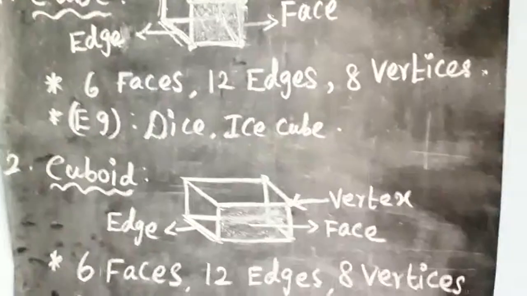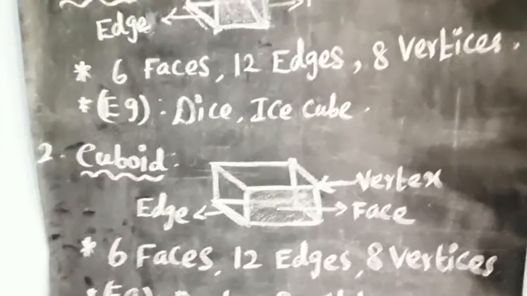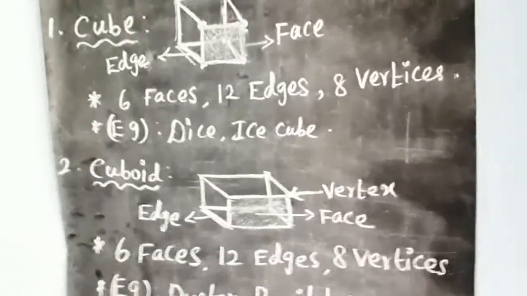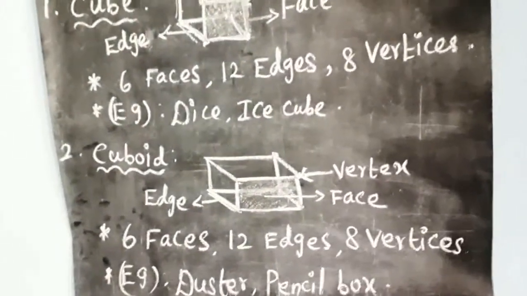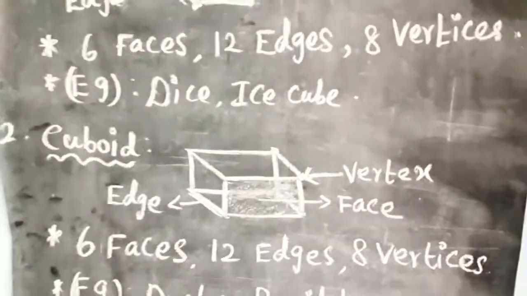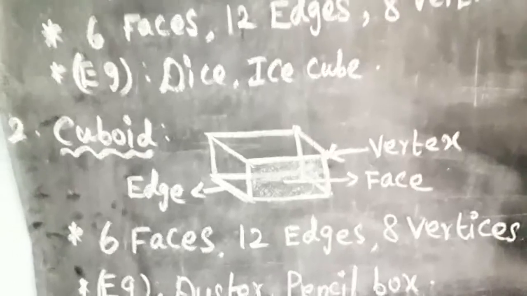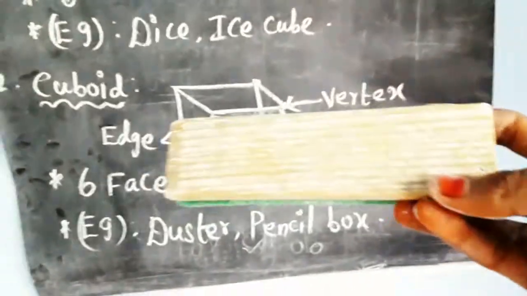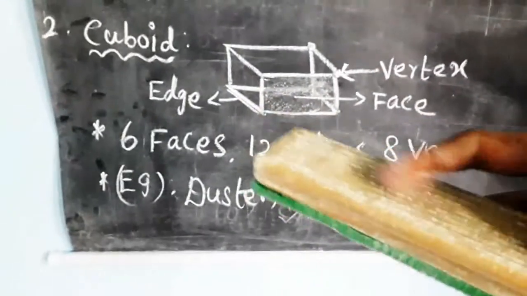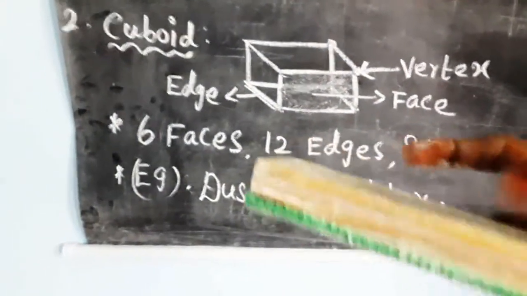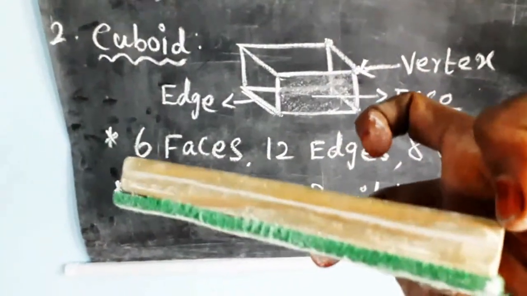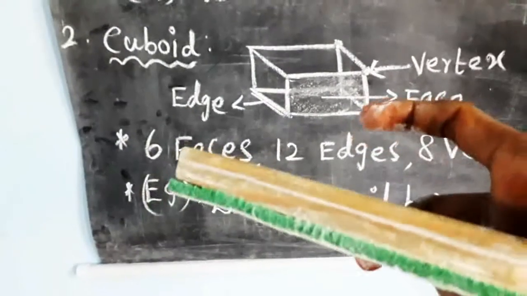Have you seen a duster? Yes, I think you might have seen it. Do you know what the shape of the duster is? Yes, it is a cuboid shape. C-U-B-O-I-D, cuboid. Just look at the duster. Here are the faces. Here the ends are the vertices.